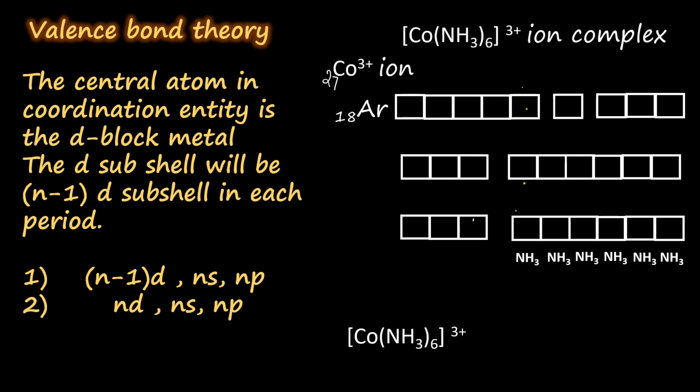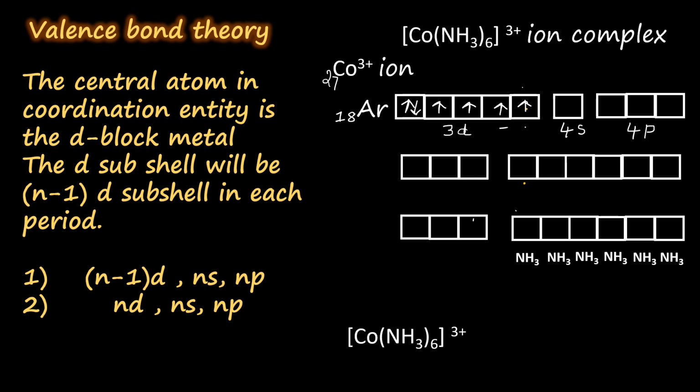For the cobalt ion, we need to show only 24 electrons. Argon 18. Then we have to show 6 electrons. The further orbitals are 3d, 4s and 4p. The d orbital can accommodate a maximum of 10 electrons. So all the remaining 6 electrons can be shown in the 3d orbital. Only one orbital has a paired electron. So this is the structure of the cobalt 3 plus ion.